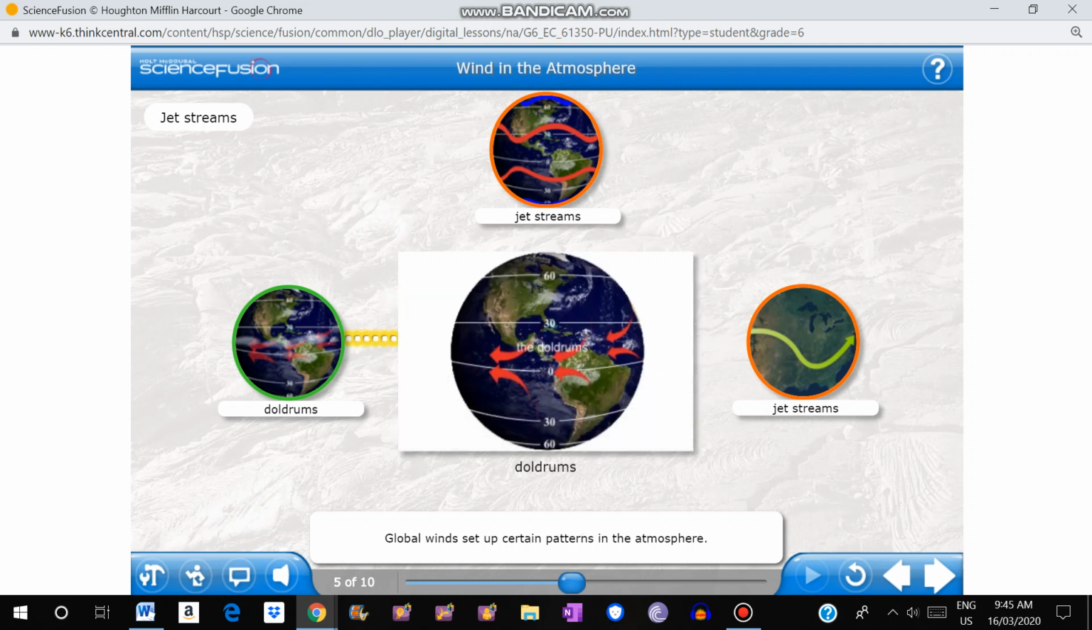Global winds set up certain patterns in the atmosphere. Along the area of low pressure at the equator, there are few surface winds. Warm air comes together from both sides of the equator and rises upward. The air does not blow north or south. Instead, it cools as it rises, forming clouds and light precipitation. Early sailors noticed this area of still air and called it the doldrums.